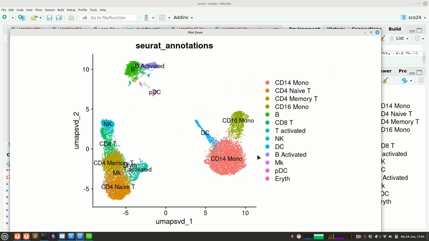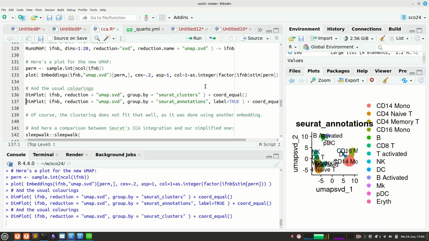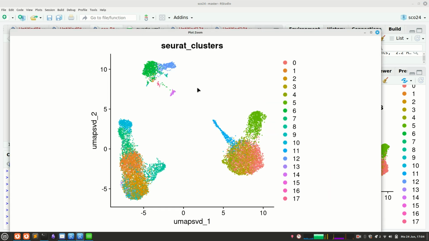Each of the cell types from the authors corresponds to a blob here in my CCA. So my CCA seems to have worked reasonably well. If I take the clustering based on Seurat's CCA with my primitive SVD-based CCA, see, it also works. Only those clusters where the borders are not quite clear anyway seem to now be overlapped.